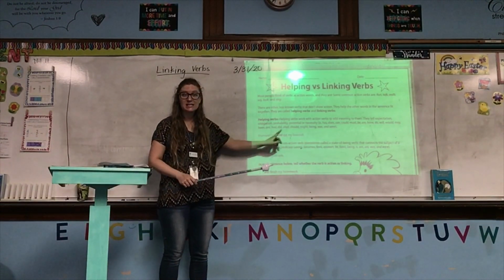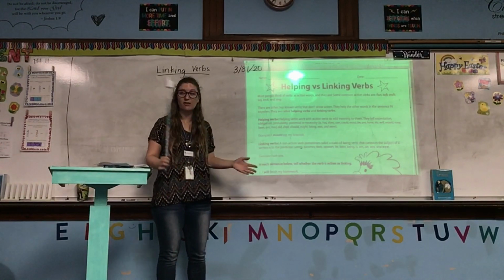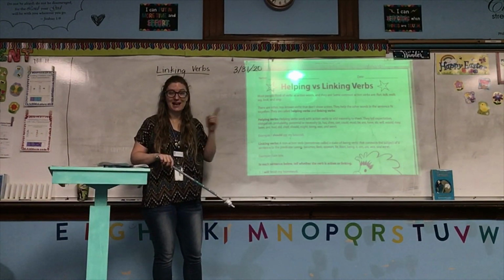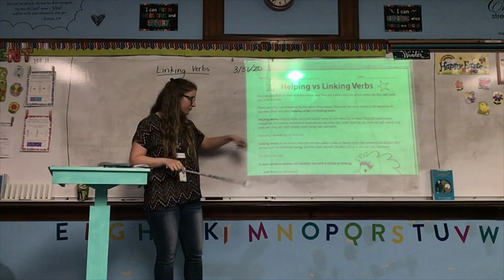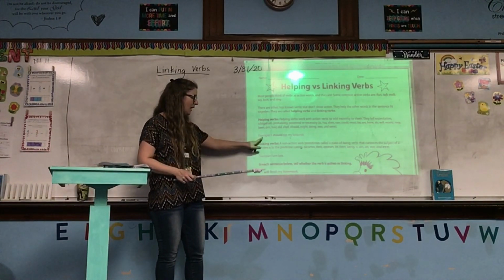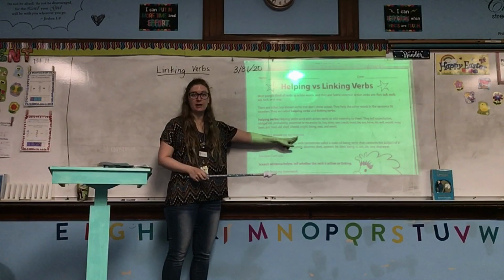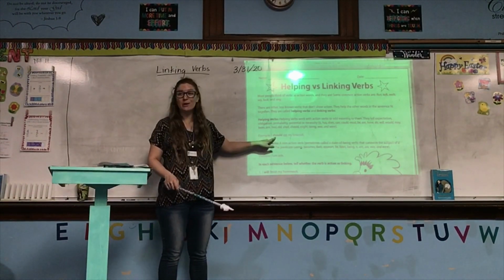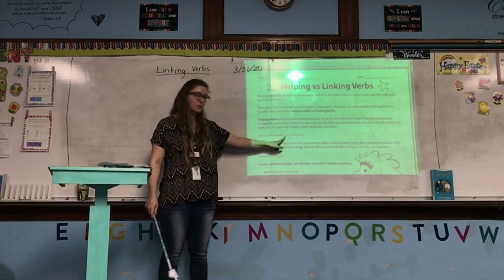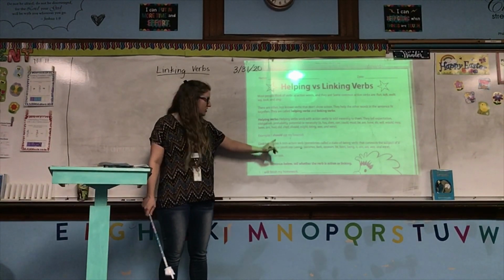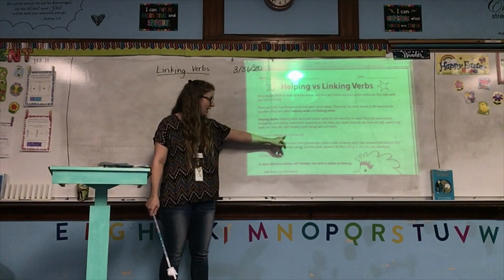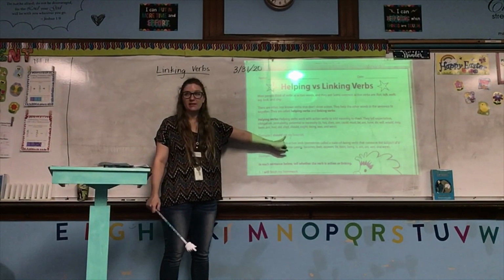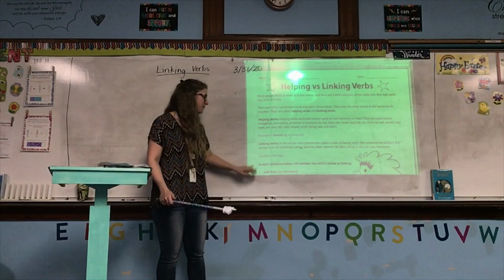Now remember, anytime you see one of those, if you're trying to figure out if it is a helping or a linking verb, you need to see if there's an action verb right after. Let's look at the example. I should eat my broccoli. Well, the bolded word is the helping verb, and we know it's a helping verb because right after we have an action verb. So this helping verb is helping to say what needs to happen with this main verb, eat.